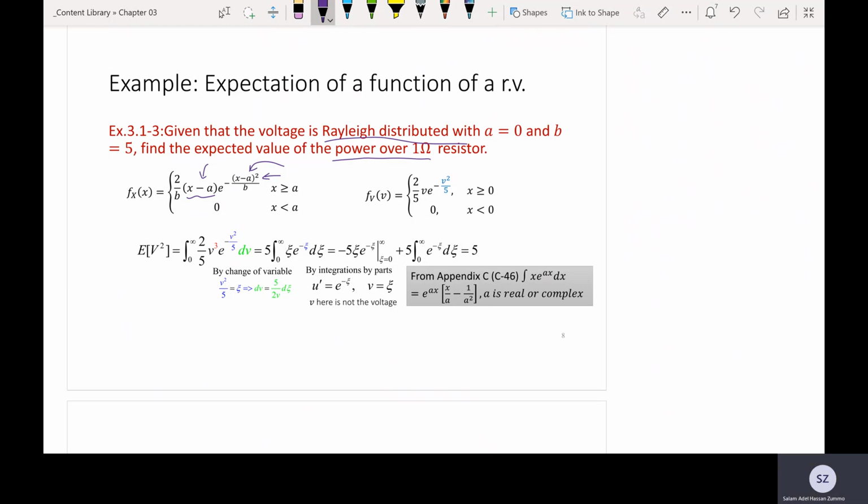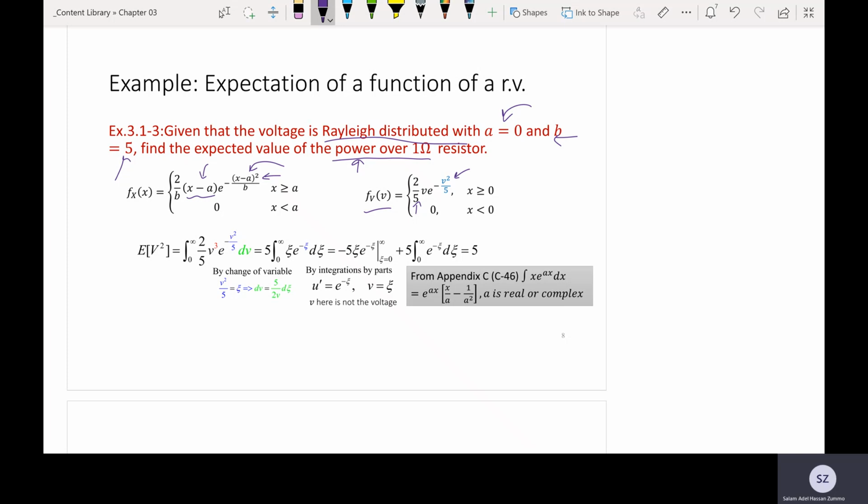The voltage here has a equals 0 and b equals 5. Just replacing a with 0, we get nothing there, and b directly. This is the PDF of the voltage, divided by 5. This is how it looks in mathematics. We are interested in finding the average power.